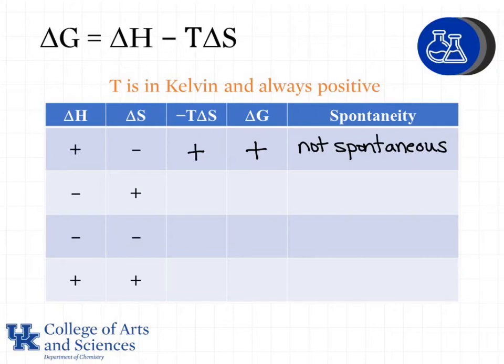Now we will look at the opposite signs when delta H is negative and delta S is positive. For a delta S being positive, minus T delta S will be a negative value. So if both terms, the delta H and minus T delta S, are both negative, we will have a negative delta G value, and a negative delta G value indicates a spontaneous reaction.